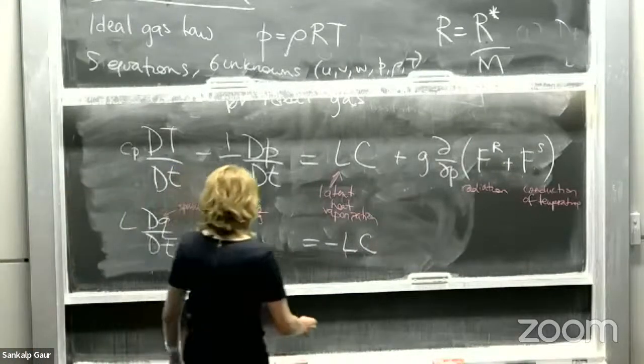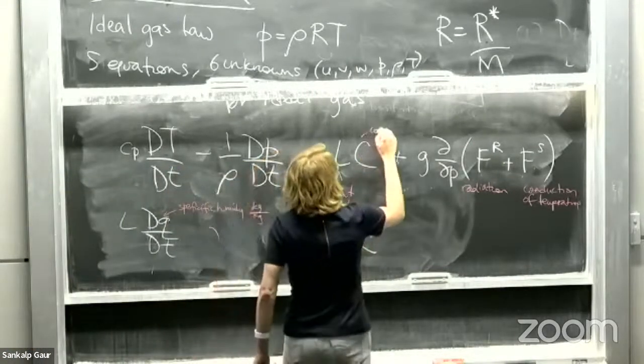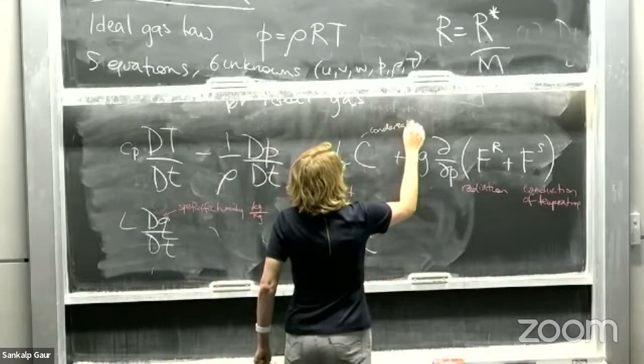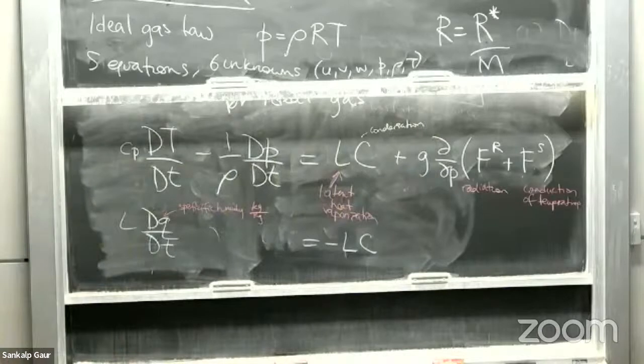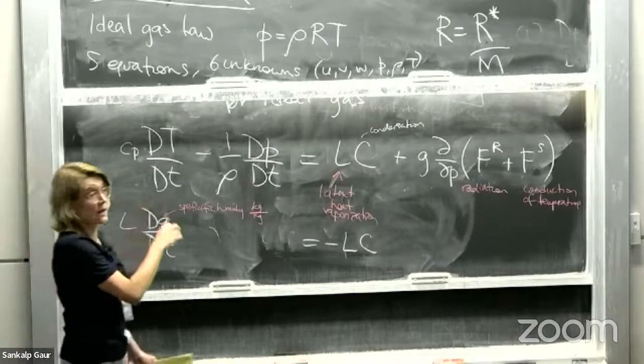Capital Z is the condensation. Great. So where is this conversion happening, and at what rate in time? And of course, we know that's going to be associated with convection. I'm not going to get more explicit than that here.